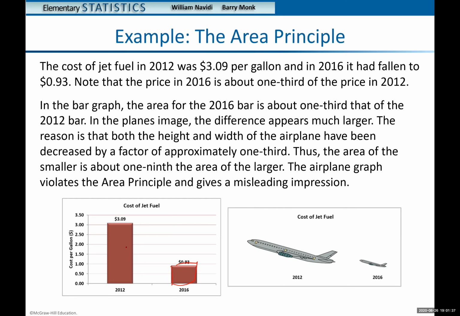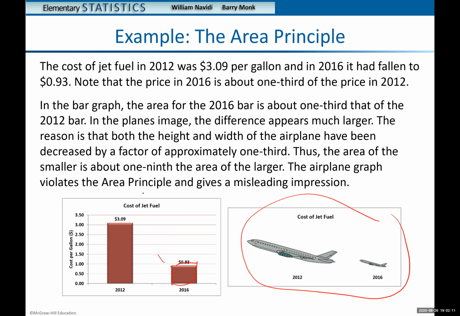But in the planes image, look at your 2012 and 2016, the difference appears much larger. The reason is that both the height and the width of the airplane have been decreased by a factor of approximately 1/3. So the area of the smaller is about 1/9 of the area of the larger plane. So the airplane graph violates the area principle, and this is a misleading graph.